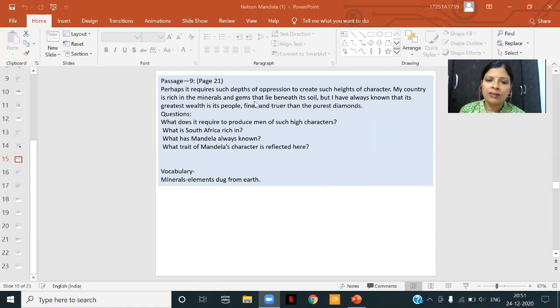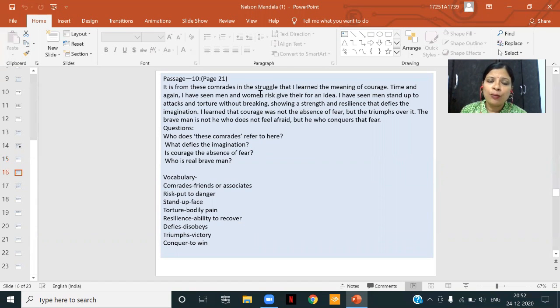My country is rich in minerals and gems that lie beneath its soil, but I have always known that its greatest wealth is its people, finer and truer than purest diamonds. Children, here Nelson Mandela says that the unjust government or the oppression created men of high character. And Nelson Mandela feels proud that the true treasure of his country is not its minerals or gems, but its countrymen, who were finer and truer than purest diamonds. So he feels extremely proud about the freedom fighters of South Africa.